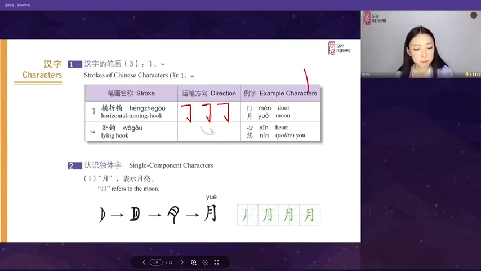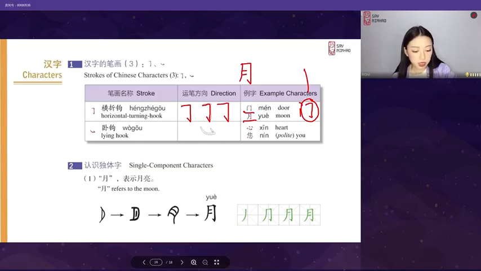Okay, let's see the examples for it. First one is 门, which means door. And it is written in this way. This part is the horizontal turning hook. Next is 月, which means moon or month. And it is written like this.